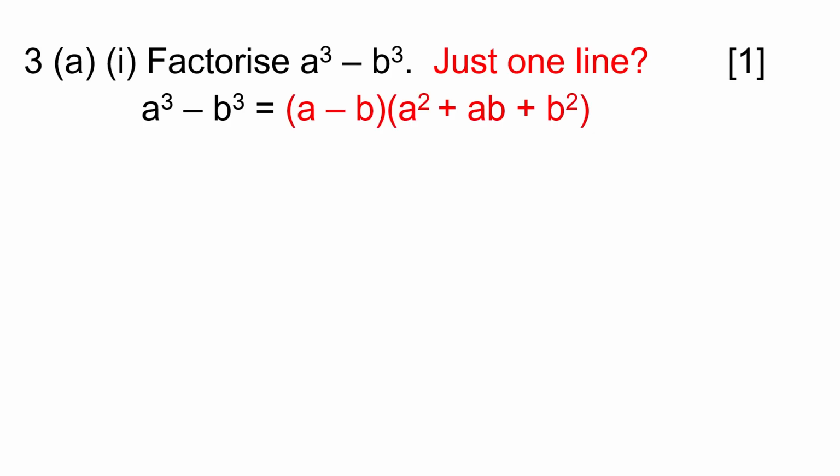Is it really sufficient to just write one single line? Yes. Writing a minus b, a squared plus ab plus b squared is completely enough to score the full 1 mark. For a 1 mark factorization question like this, the single line acts as your final accuracy mark. You do not need to show any derivation or long division.